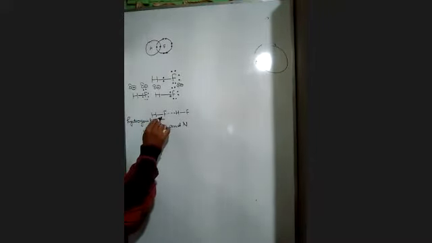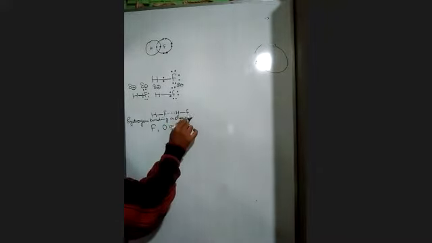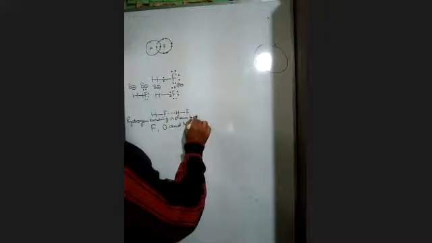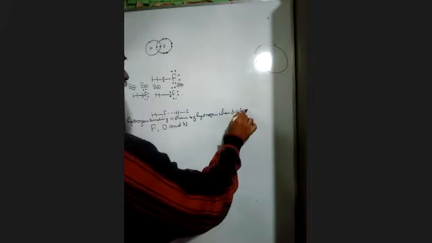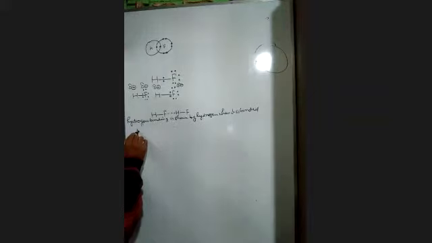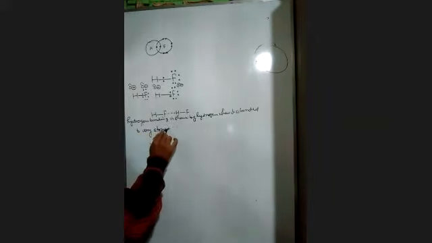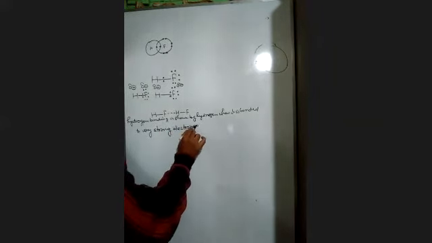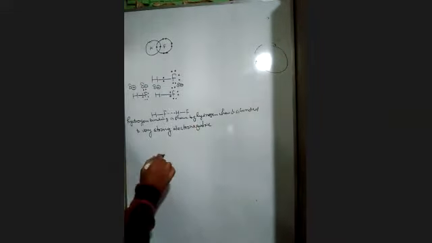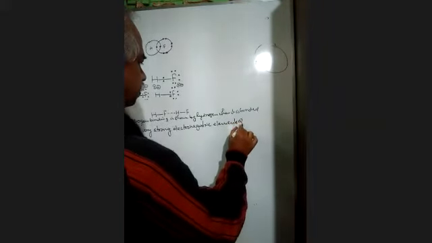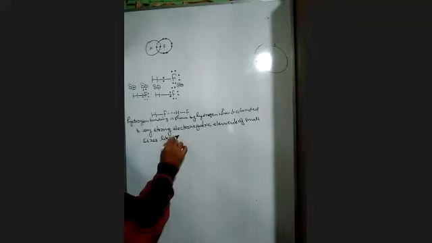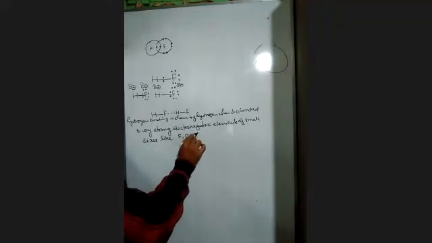Hydrogen bonding is shown by hydrogen when it is bonded to very strong electronegative elements of small sizes, like fluorine, oxygen, or nitrogen.